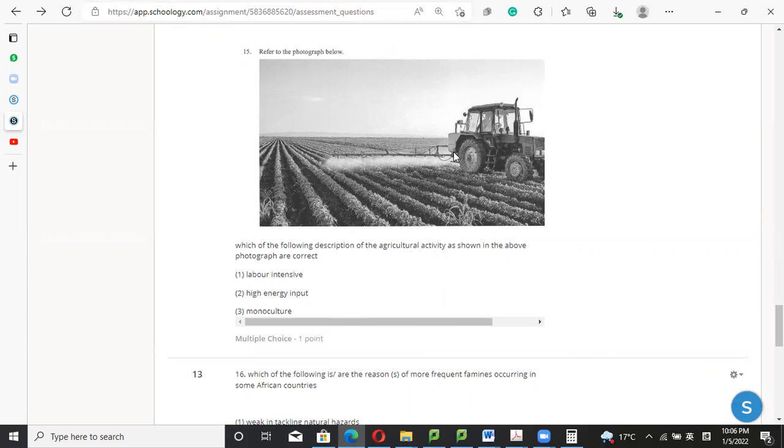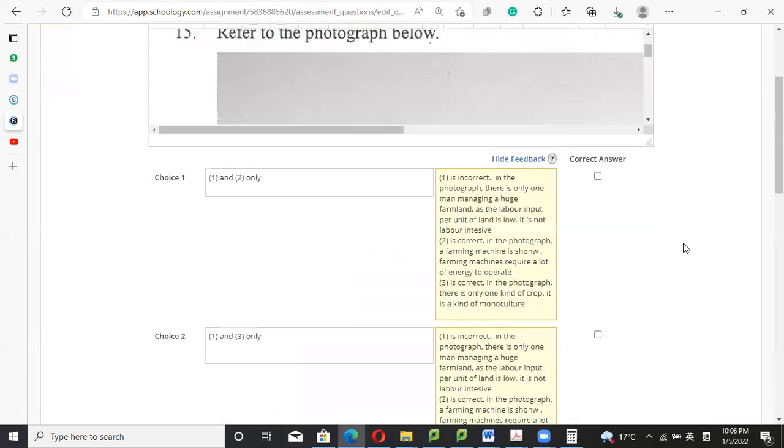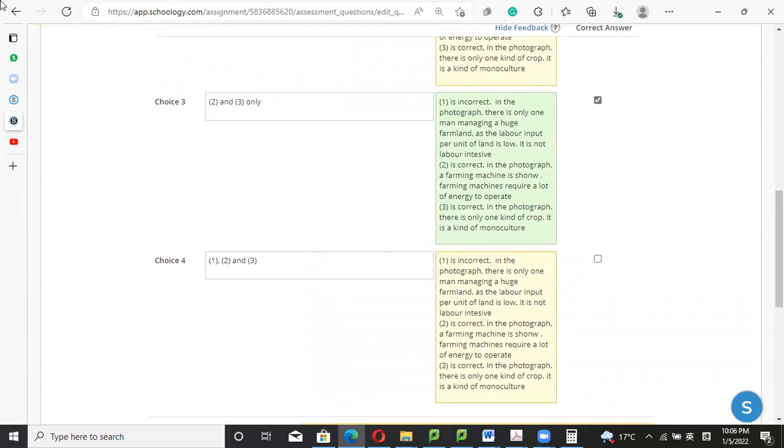Number 12. Which of the following descriptions about the agricultural activity shown in the photograph are correct? Labor intensive, I don't think so, because if it were labor intensive, a lot of people would be working here, just like the wet rice field, but it's not like this. High energy input, true, because we are using a lot of machinery. Monoculture, we just plant one kind of crop, and you can see all the crops here are more or less similar. So number 2 and 3, isn't it? Number 2 and 3, I'm a professional.